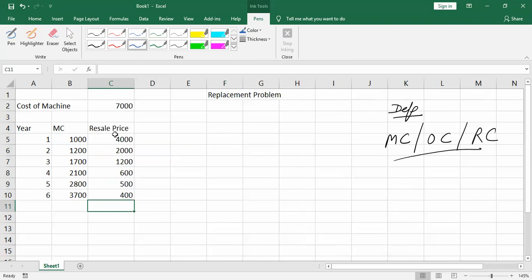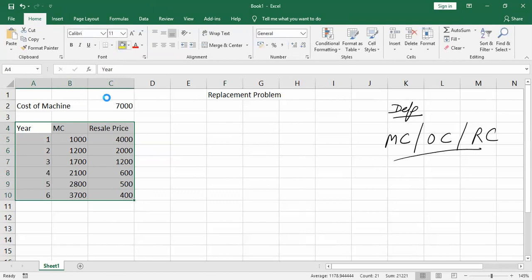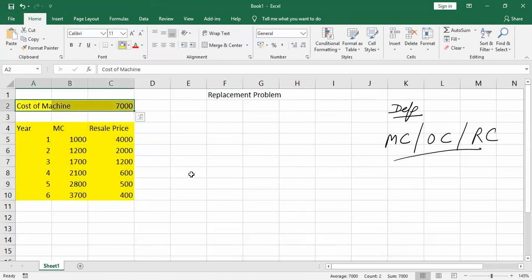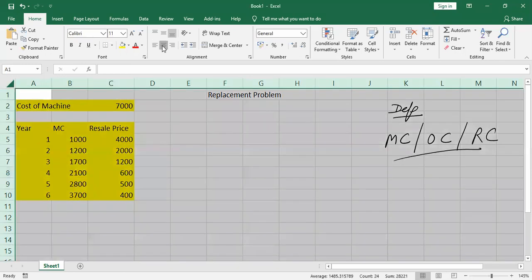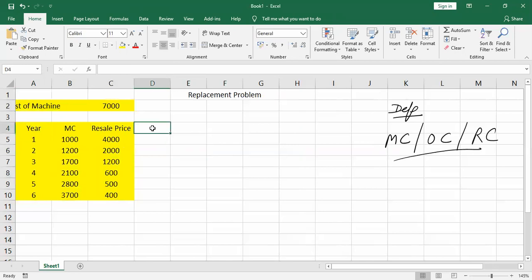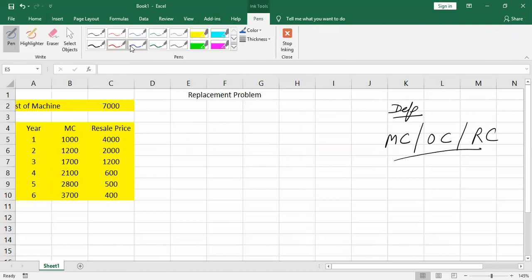Now, this information is given to you, which I'm highlighting with yellow color. I told you there are basically two types of cost involved: number one is depreciation and number two is maintenance cost, or operating cost, or running cost. So first of all, I am going to find the depreciation.